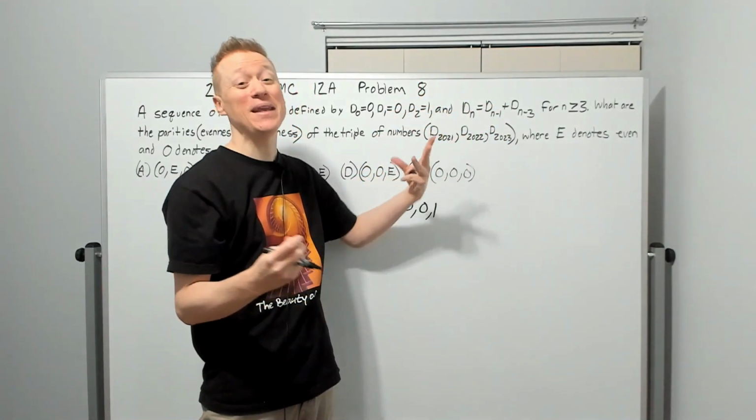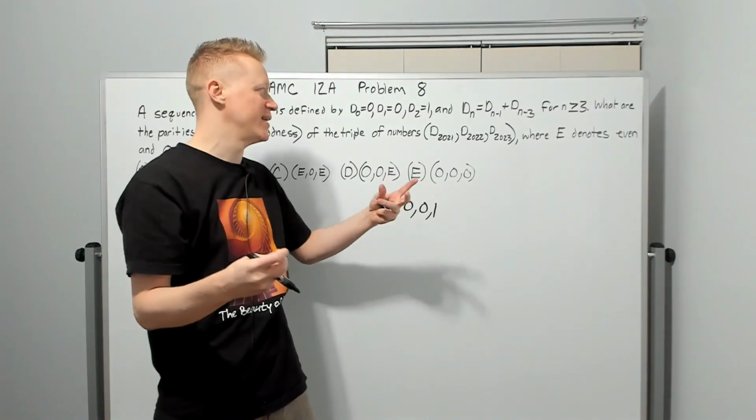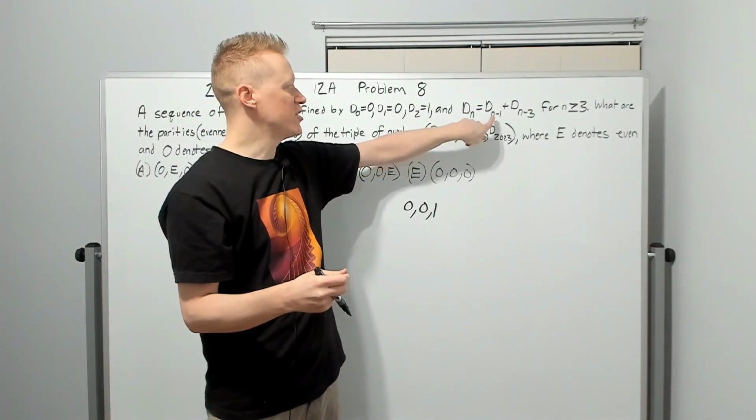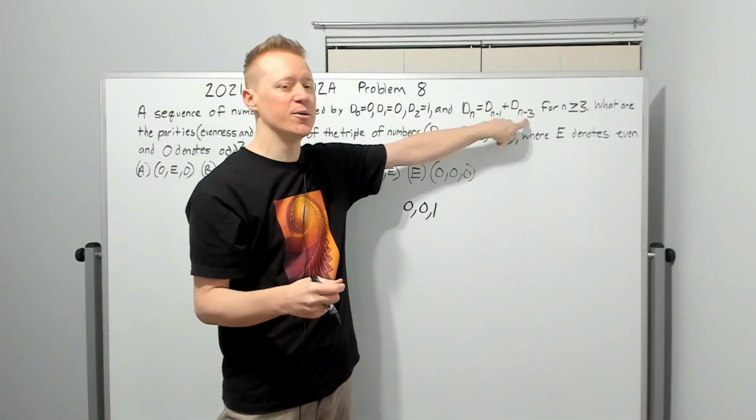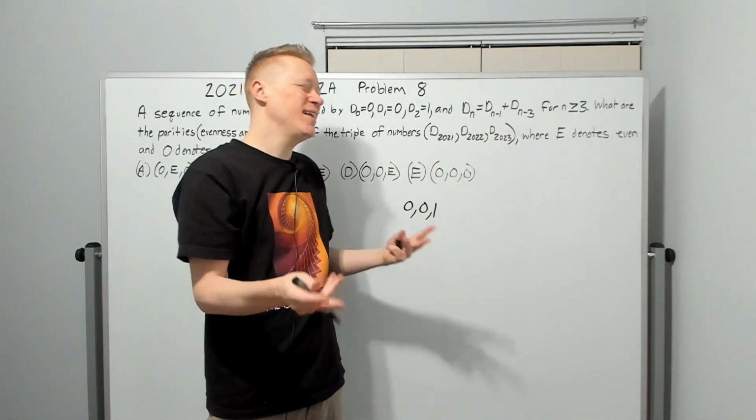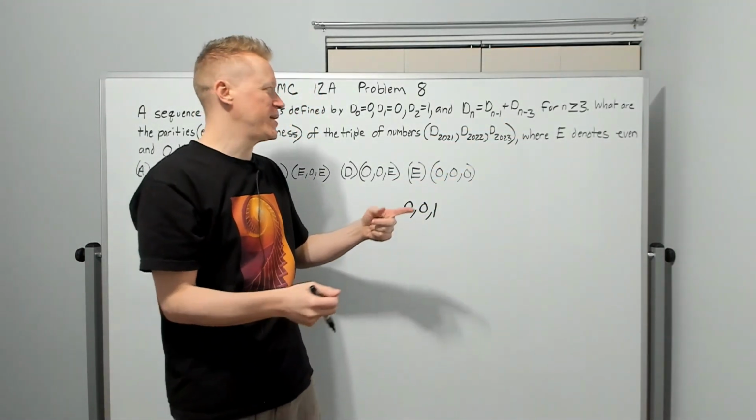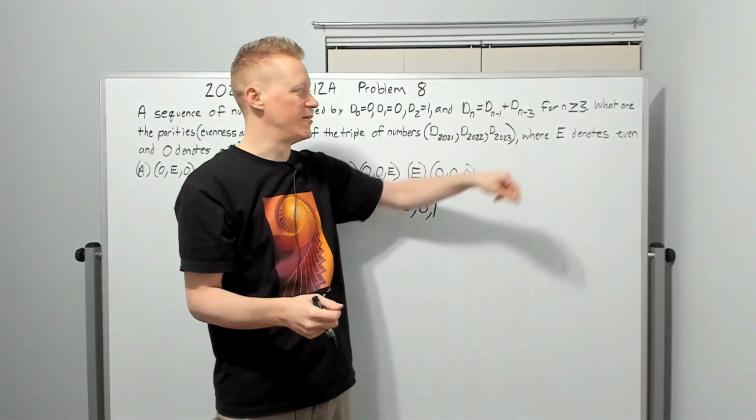Yeah, but what does that mean? Let's put it into English for our brain to understand better, right? So the previous term plus the third previous term. So it's kind of like Fibonacci, but not quite, because Fibonacci would be a 2 right here, right?